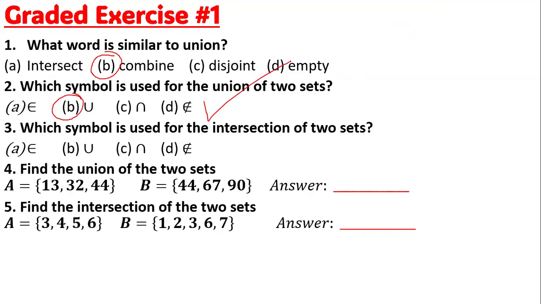Rashid, do number 3. Read it and answer it. Which symbol is used for the intersection of 2 sets? C. C, very good. C is correct. Very good. Rashid, your first day and you answered it. Anyone want to volunteer for number 4? Israel? Okay, go ahead, Israel.